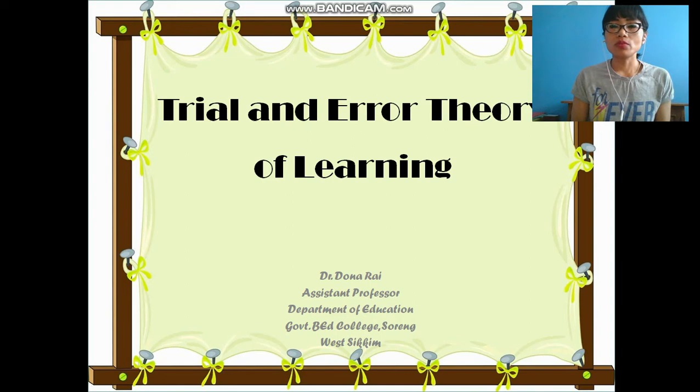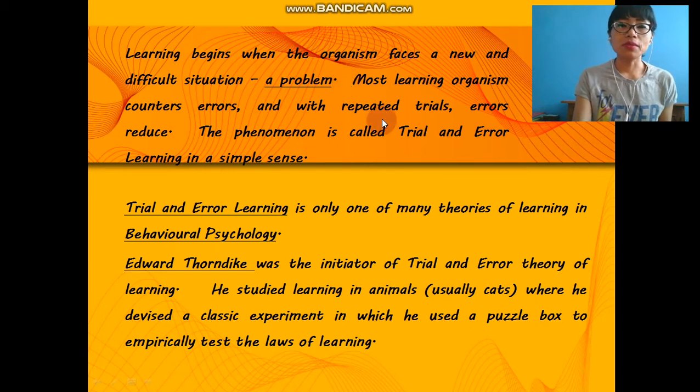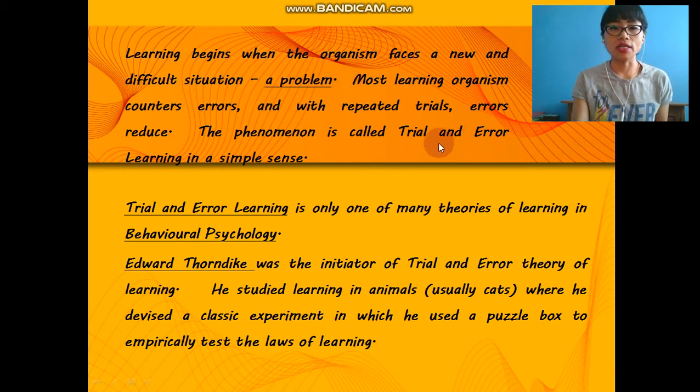To solve these problems, the organism will apply different kinds of solutions. Some of the solutions work out and some of the solutions don't work out. Those solutions which don't work out are eliminated, and those which do work out are remembered and fixed. So later on, when a certain kind of problem situation occurs, we can use that particular solution, so that we will not waste any time in solving such a problem. And this particular phenomenon is called trial and error learning.